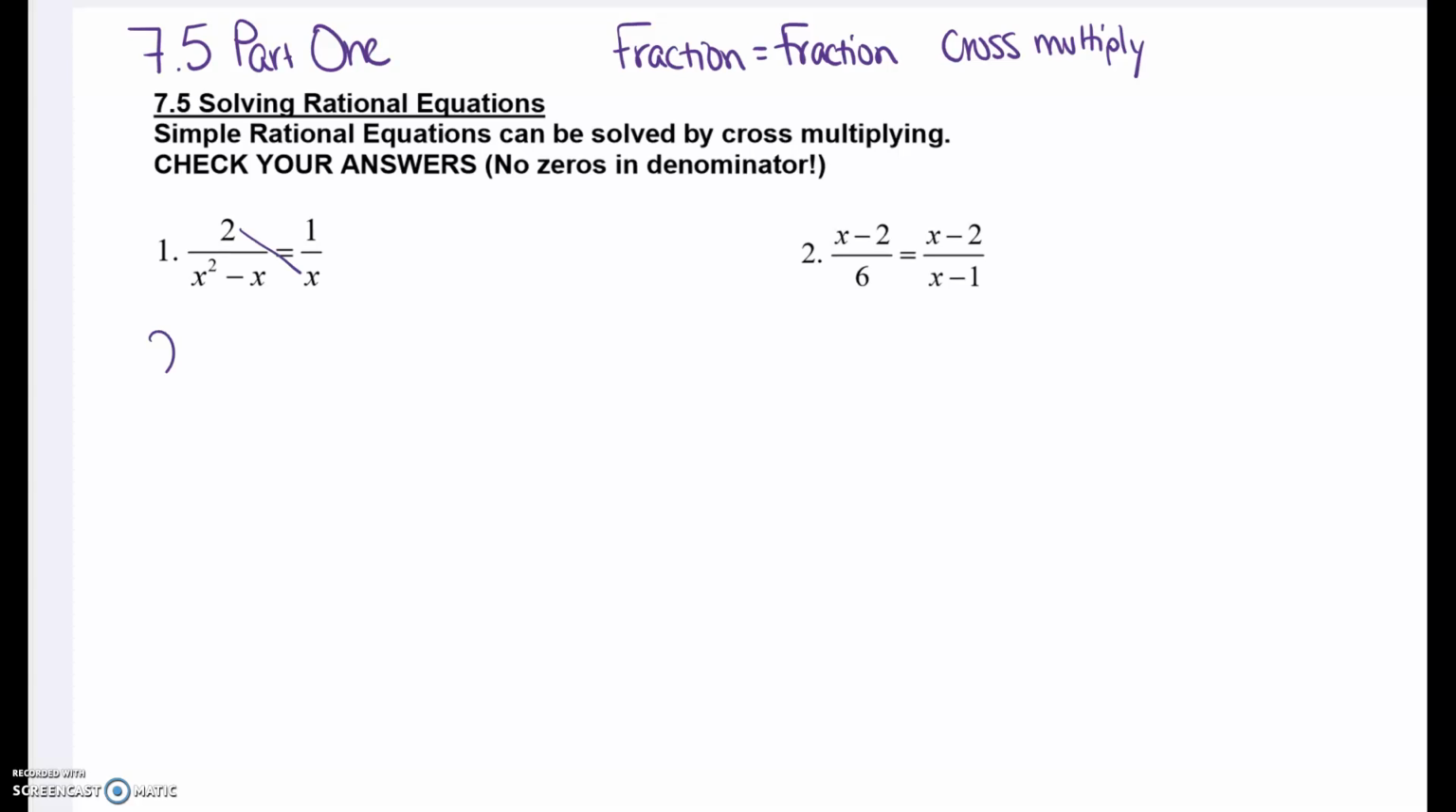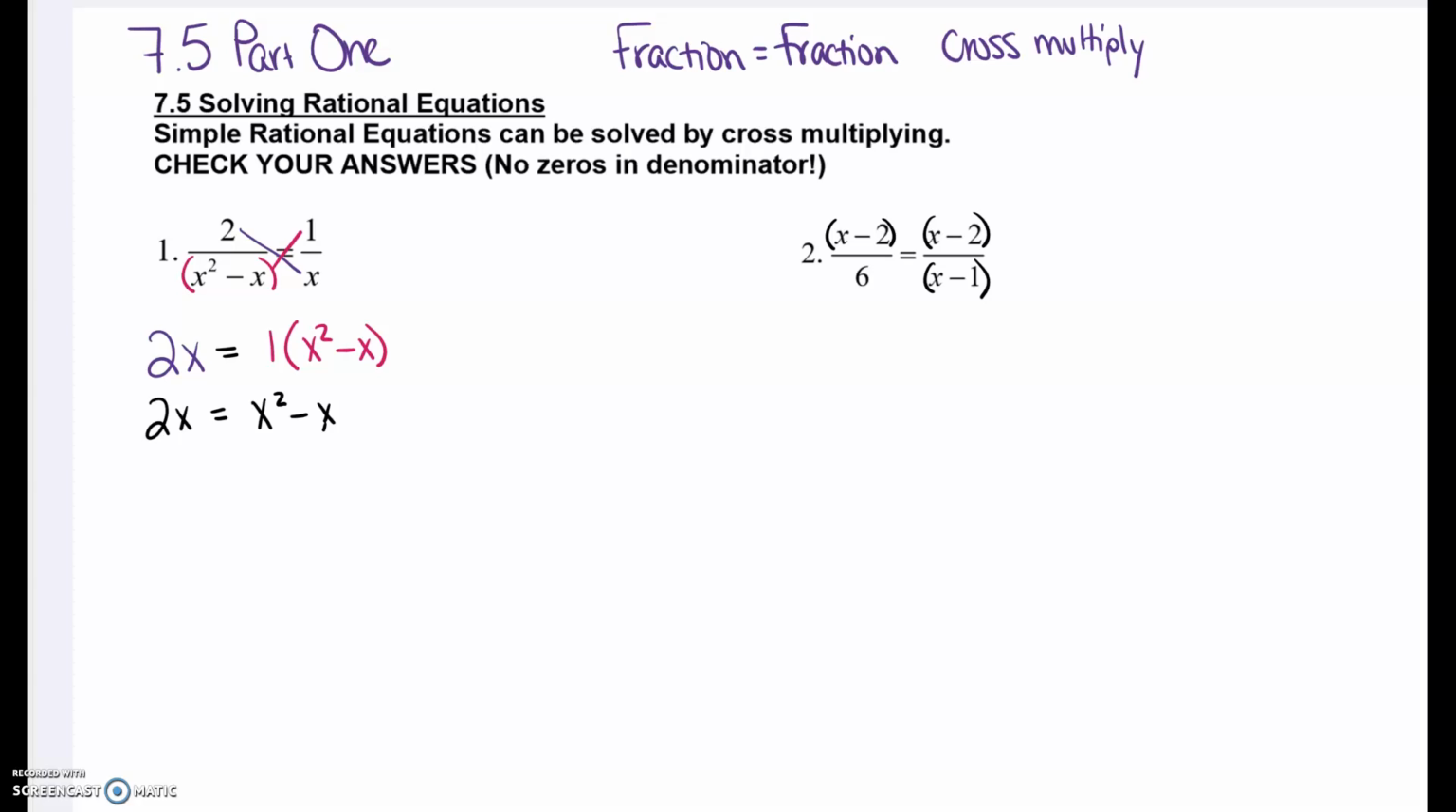So we will do 2 times x equals x squared minus x times 1. So that would be 1 times x squared minus x. The biggest thing I want you to realize with cross multiplication is that when you see a plus or a minus in the numerator or the denominator, you need to put parentheses around those to protect that entire numerator or denominator so that when you cross multiply, you remember to distribute. In this one, it's not really that big of a deal, but in the next one, it will be a big deal. So 2x equals x squared minus x.